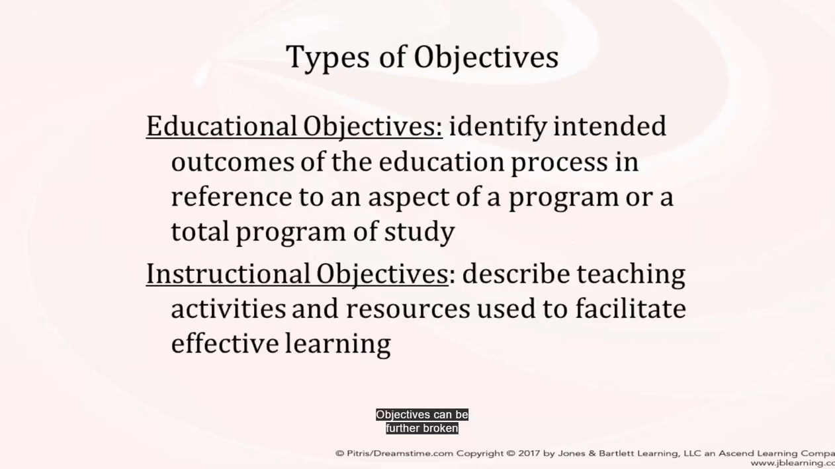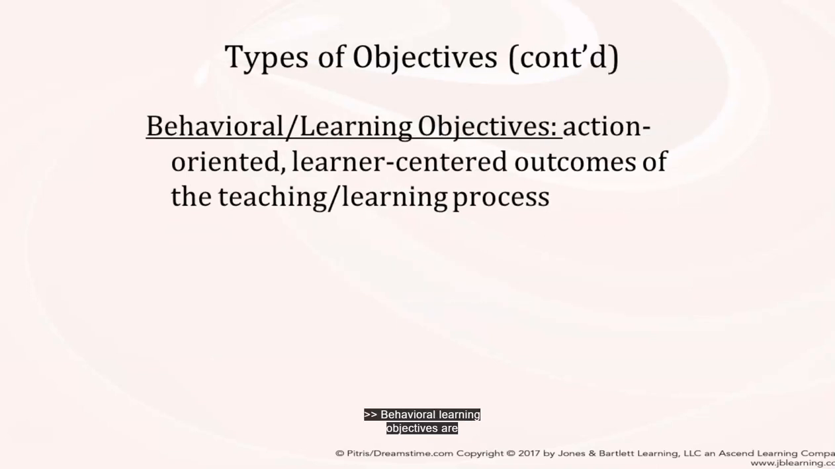Objectives can be further broken down into educational objectives, which identify intended outcomes of the education process with respect to the program itself, or instructional objectives, which describe teaching activities and resources that aid learning. Behavioral learning objectives are specific, short-term behaviors that are action-oriented and learner-centered. Bloom's taxonomy orders these specific behaviors according to their type and complexity.